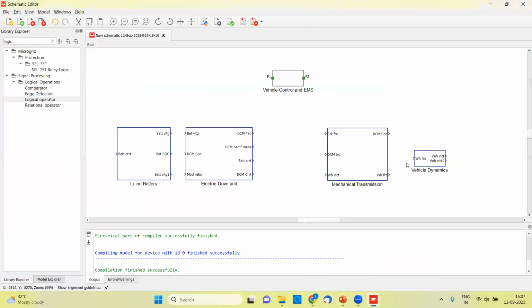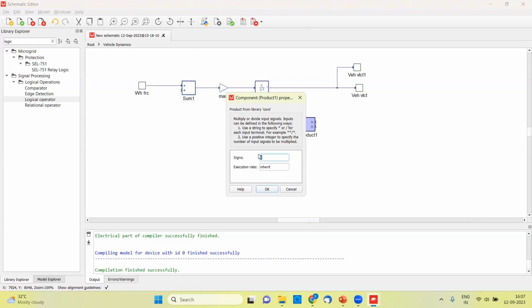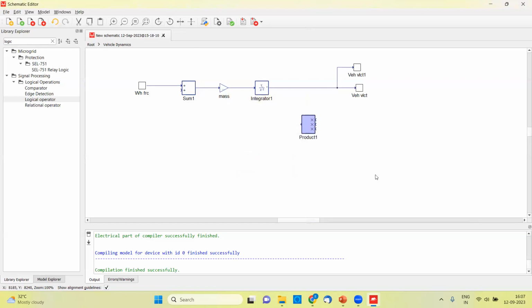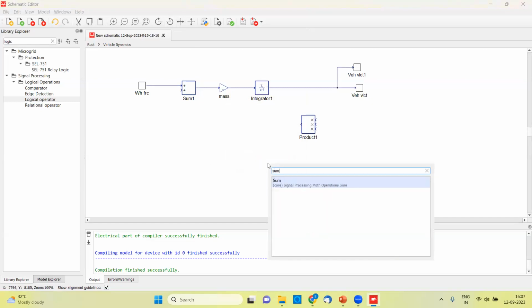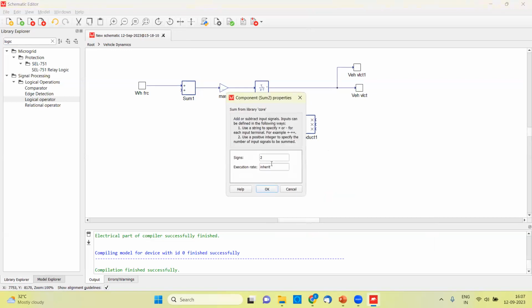Not in a very detailed manner, but yes, we have done the designing of the resistive forces in this particular vehicle dynamics block. First of all, I'm going to take one product block. I'm reversing it and I'm going to use 3. Now I also have one sum block. In a moment you will understand why I'm using all these.